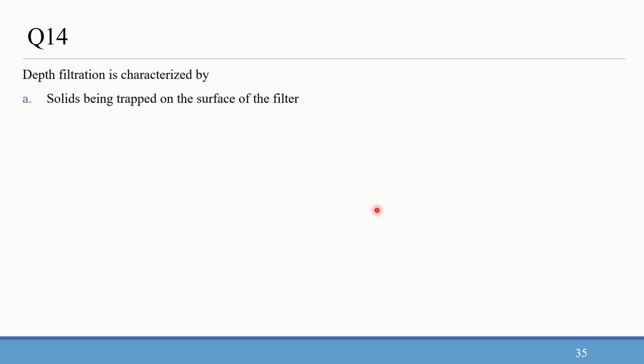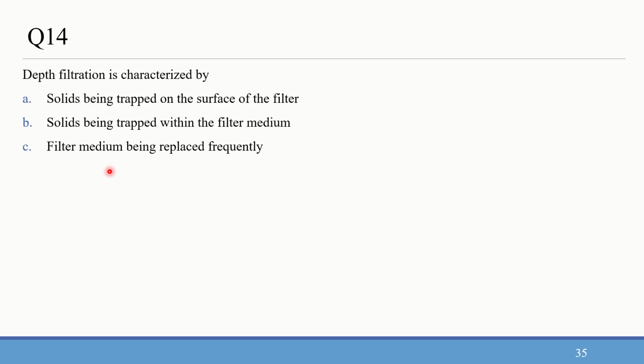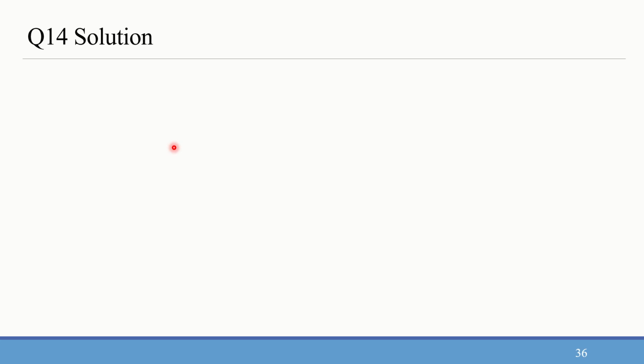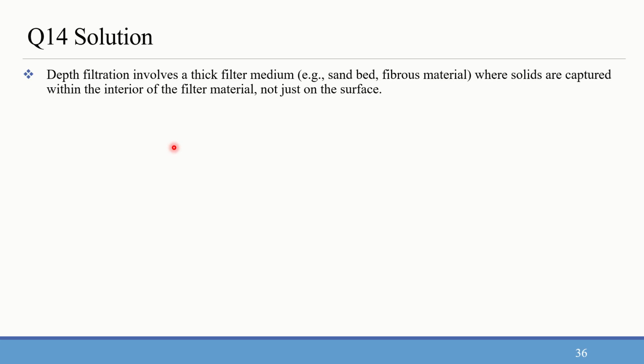In question 14, what is asked is that depth filtration is characterized by dash. Option A, solids being trapped on the surface of the filter. Option B, solids being trapped within the filter medium. Option C, filter medium being replaced frequently. Option D, use of vacuum pressure only. So what is depth filtration characterized by? Solids being trapped inside the filter medium. So answer is option B. We'll see a quick explanation for that.